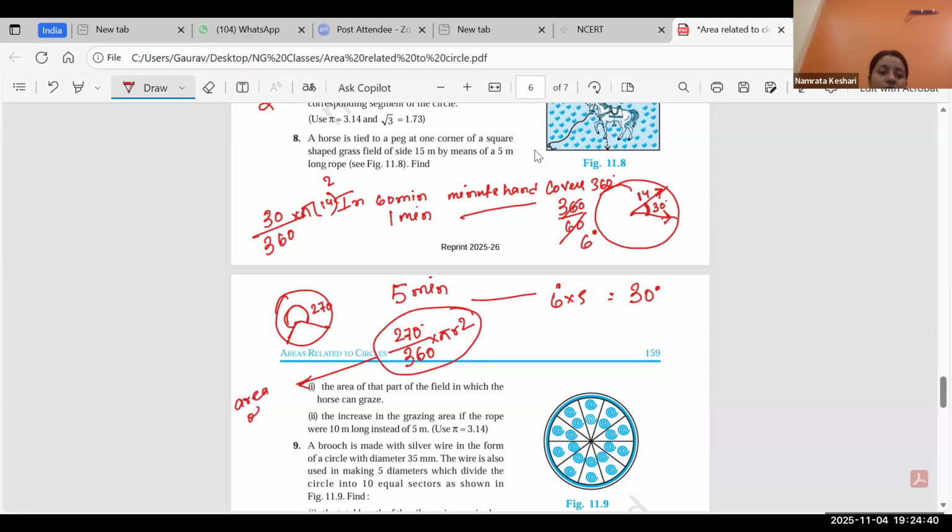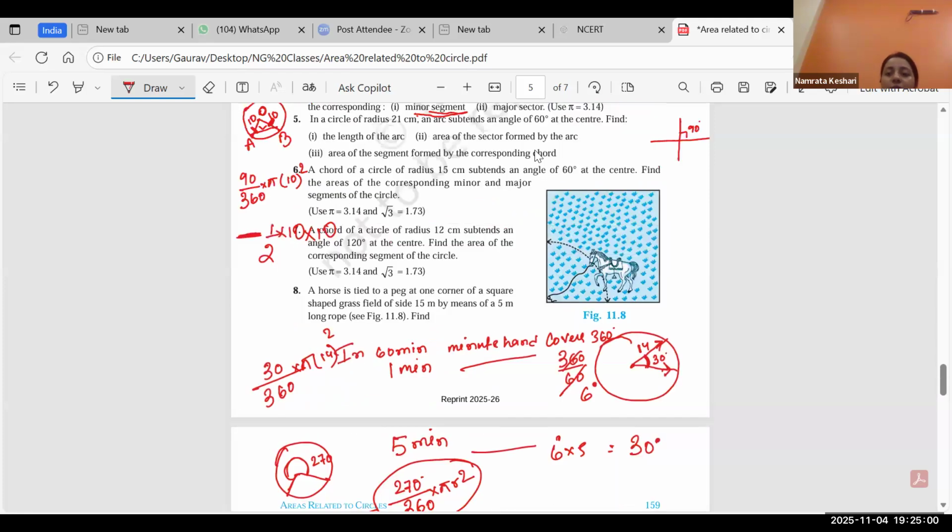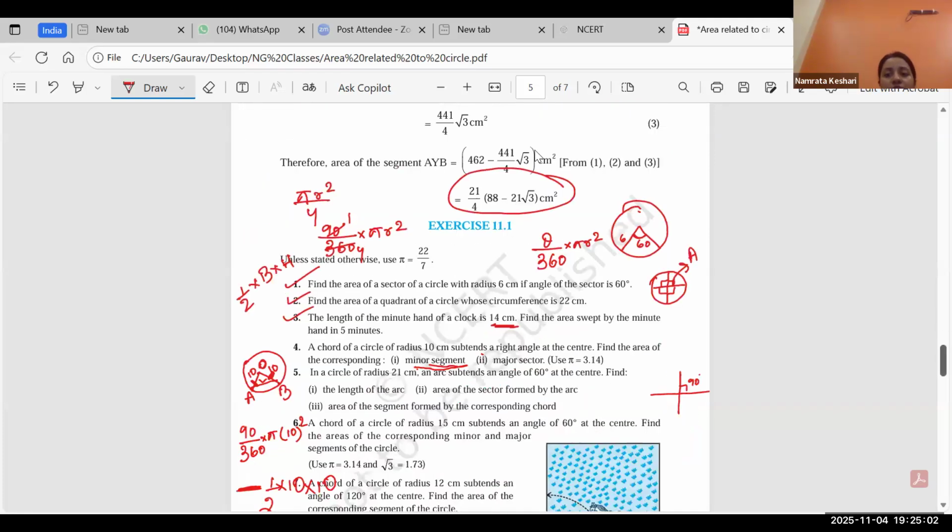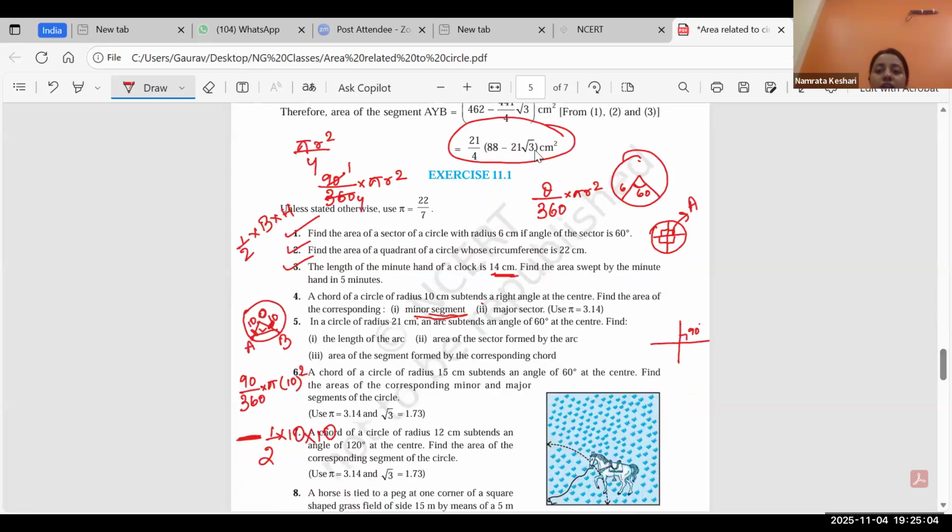Clear? Is it clear to all of you? Yes, ma'am. These all the questions I'm quickly explaining. You have to do it. I was telling you in this complete exercise, in this complete chapter, there is nothing else, just the area of the sector, area of the segment. That's what we have to find. Nothing else. Okay. We are done till number 4.